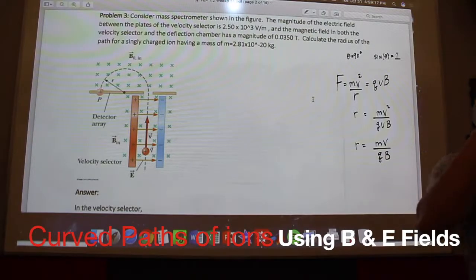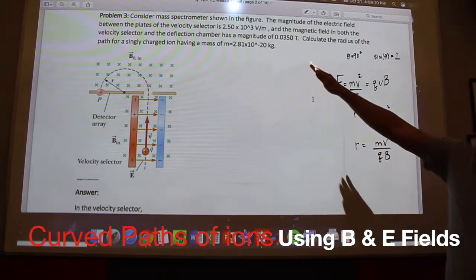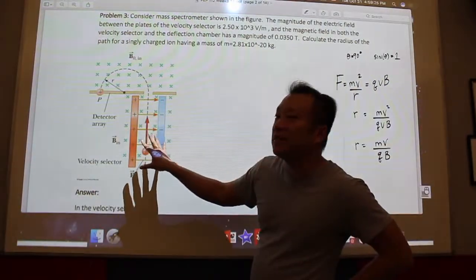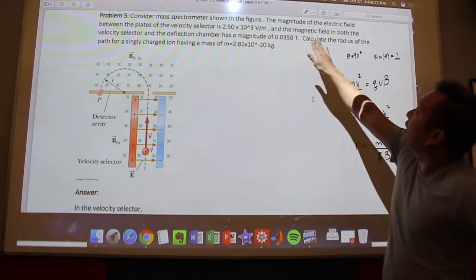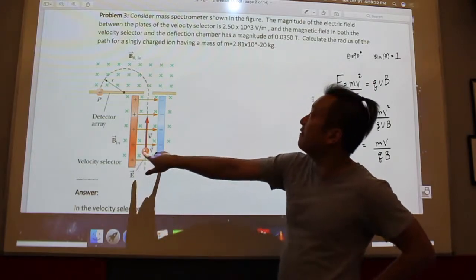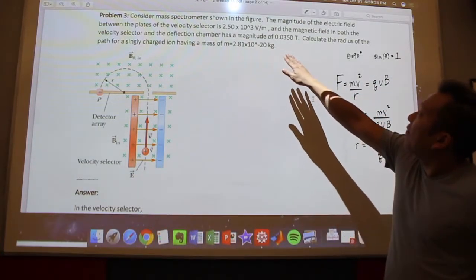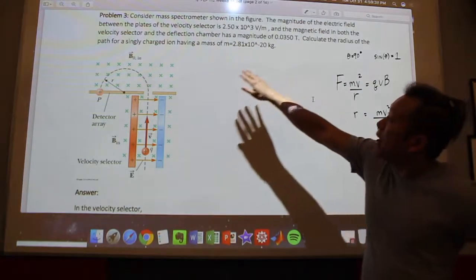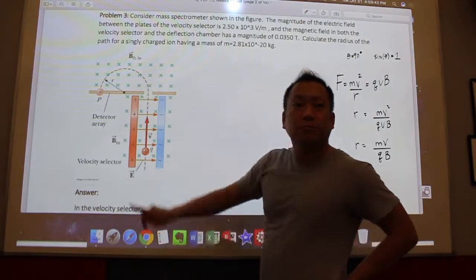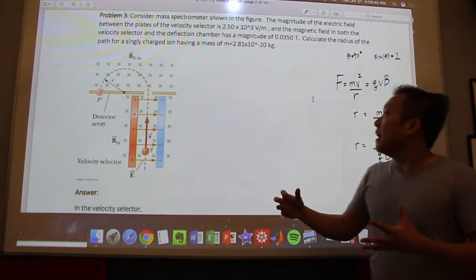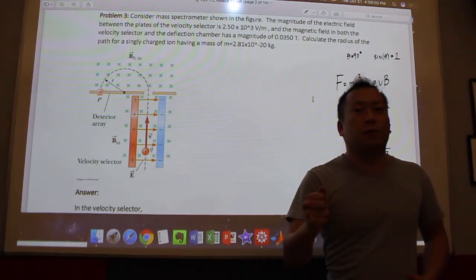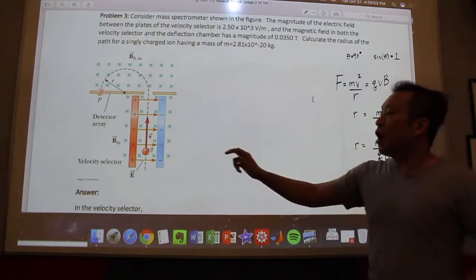All right, in problem 3, they're talking about a mass spectrometer shown in this figure. This is a mass spectrometer, basically the physics of how it works. There's an electric field between these plates. We've been used to having that from a previous class. And then we have a magnetic field in this region after the charge exits. So basically the idea stems from the centripetal force and the magnetic force. We have a charged particle.